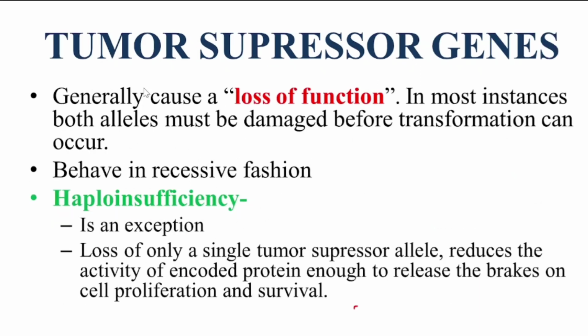Okay, so let's study the tumor suppressor genes. As its name suggests, they are suppressing tumors. So let's see how. The products of the tumor suppressor genes act as a brake on cell proliferation. How? They act as a brake on the cell cycle pathway.